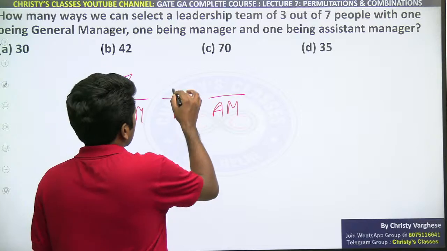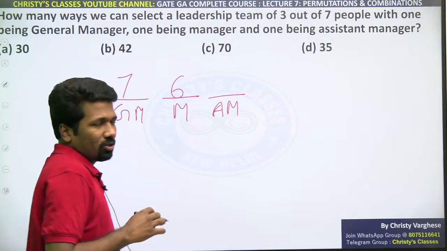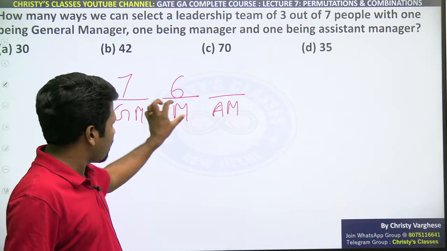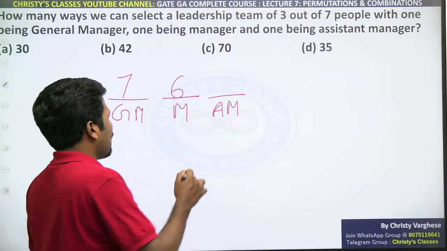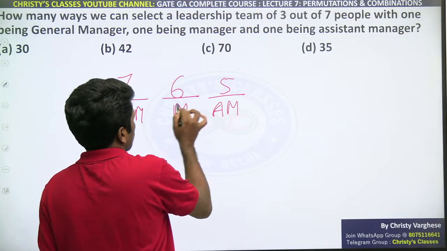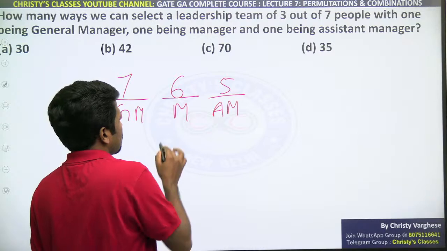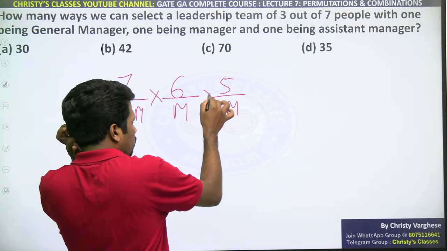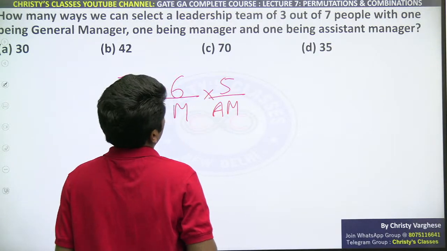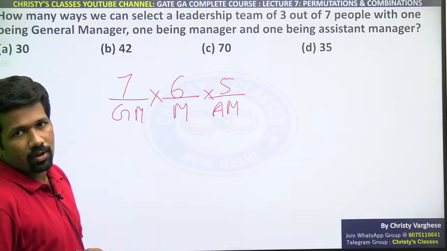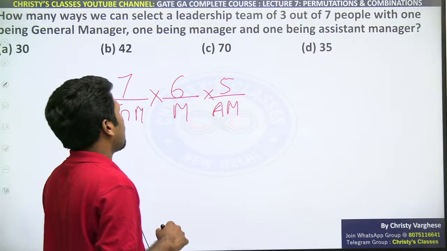Now to choose the manager, only 6 ways are left. Why? The person who is general manager cannot be the manager. And for assistant manager, 5 ways, because these 2 people cannot be assistant managers. So if we use the fundamental principle of counting, 7 into 6 into 5 will be the answer. I hope all of you understand how 7 into 6 into 5.